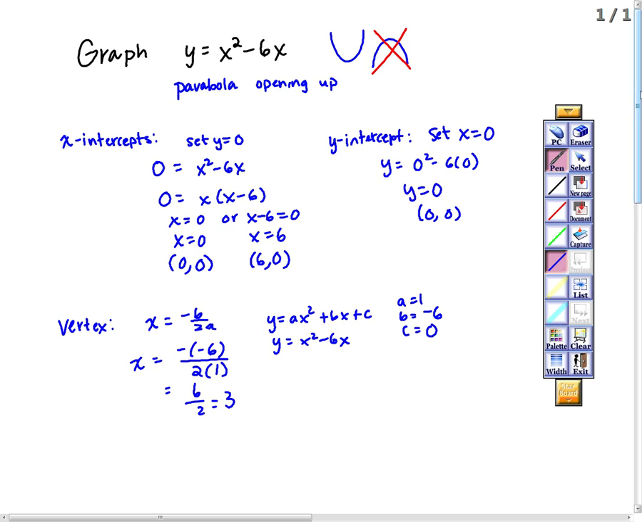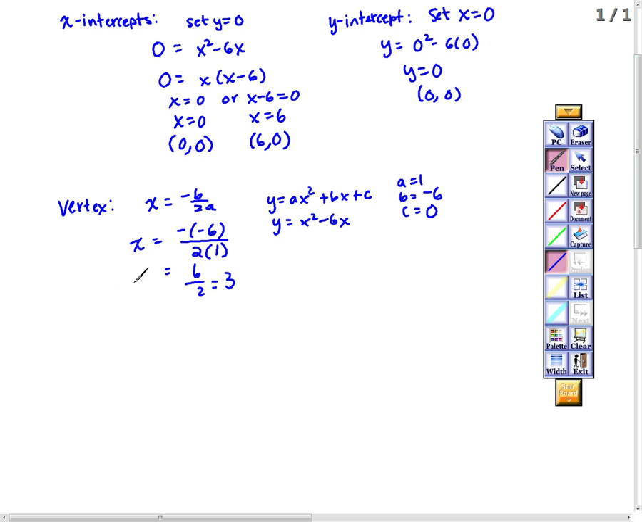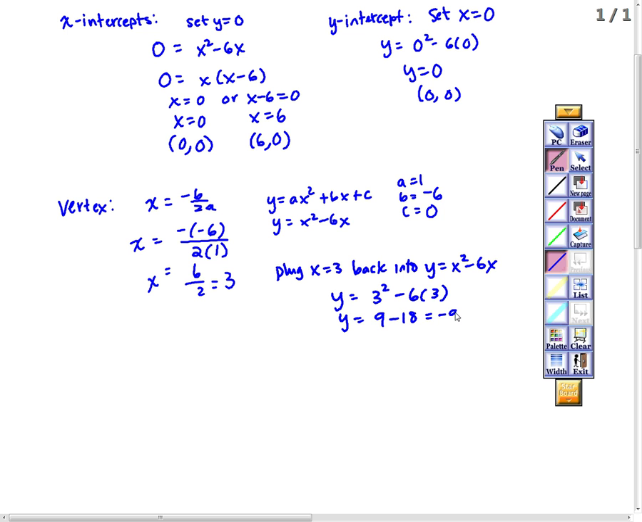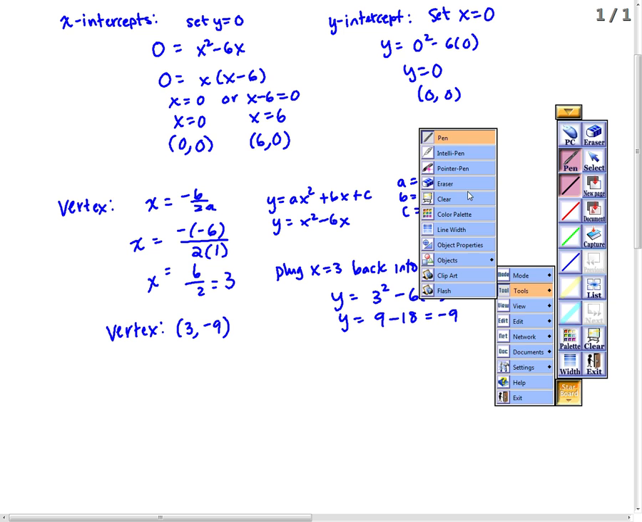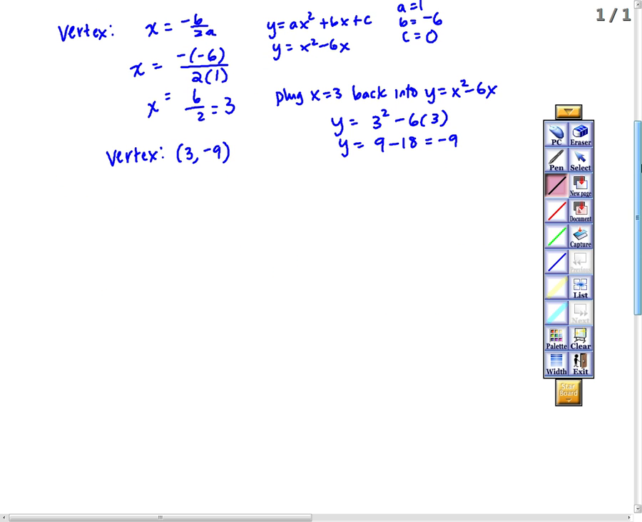I'm going to scroll down just a little bit. The vertex is a point on the graph, so I need a y-coordinate as well. If x equals 3, we plug x equals 3 back into my equation, y equals x squared minus 6x. So y equals 3 squared minus 6 times 3. y equals 9 minus 18. That's negative 9. So the vertex is the point 3, negative 9. Now I'm going to scroll down just a little bit and draw my graph.